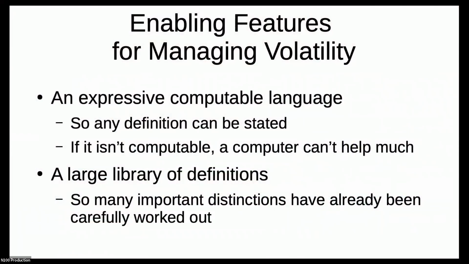So what are enabling features for managing volatility, the thesis of the talk? It's really two things. It's having an expressive, computable language so that I can tell the computer anything that I would say to a colleague, but put it in a formal language that it can understand, for some version of understand, right? That's a longer philosophical discussion. But we want to make sure that our machines have some access to the intuitions, the background, the context that we would all bring to bear on understanding a particular field in a database.